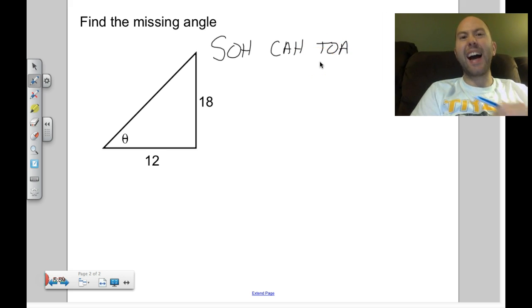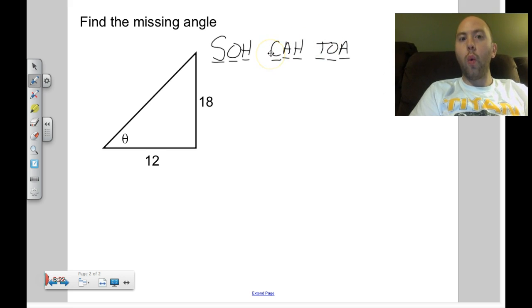I've learned this since I was in 7th grade, and it says sine is opposite over hypotenuse. Cosine is adjacent over hypotenuse. Tangent is opposite over adjacent. So the question is, which of these am I going to use? Am I going to use sine, cosine, or tangent?